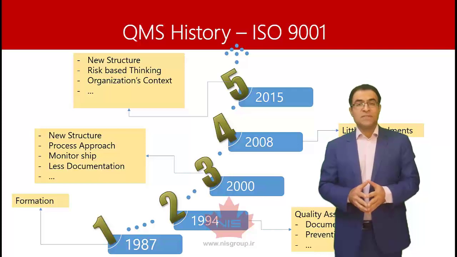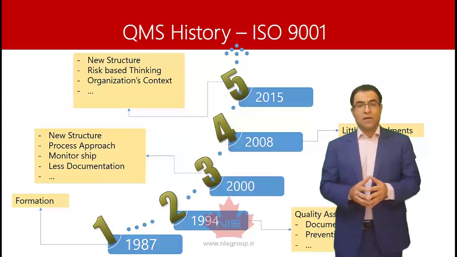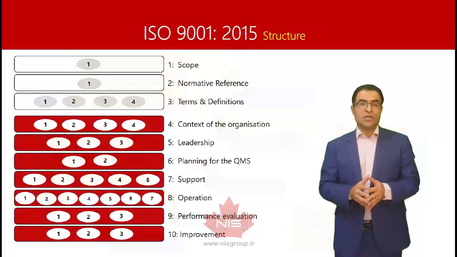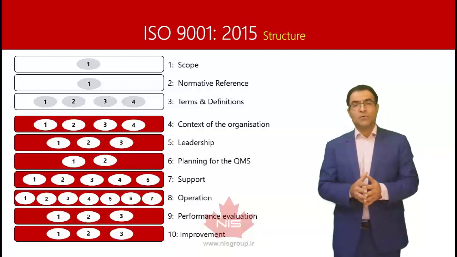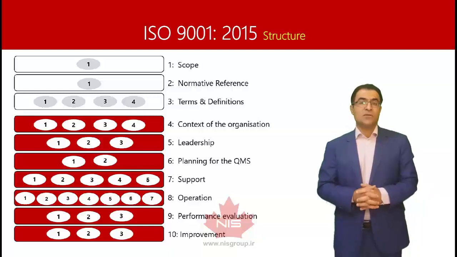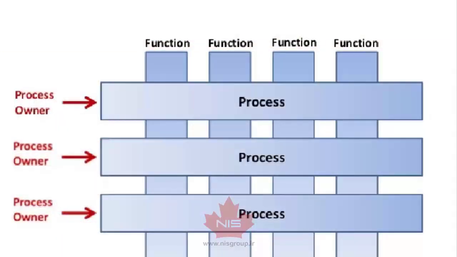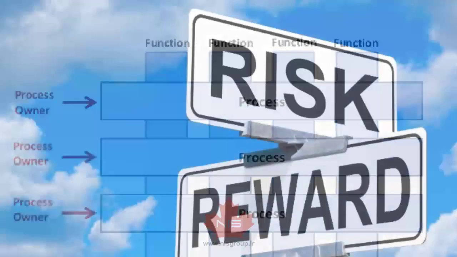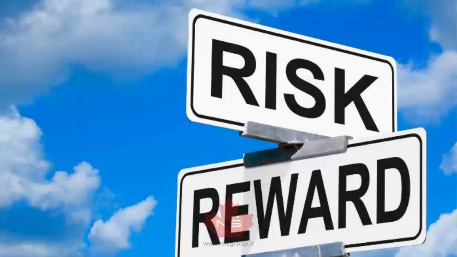The last version of the standard is based on something called Annex SL, which forces all management system standards to follow a 10-clause structure. In this course we will be covering all of them for you. At the beginning of the course we will be talking about the basic concepts that form the QMS. Basics like process approach, risk-based thinking, improvement cycle, and things like that.